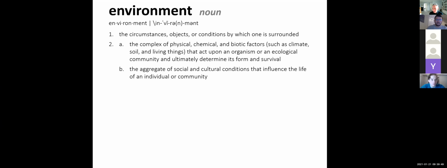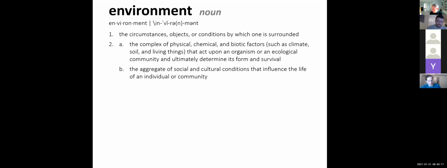All right, so first we'll begin with some definitions of words that are commonly used when talking about ecology. The first one is environment. Ecology and environment are often confused by people as being the same thing, and they are not the same thing. So first, I'd like to start by clearing that up. Environment is defined as the circumstances, objects, or conditions by which one is surrounded, right? It's basically your physical surroundings.